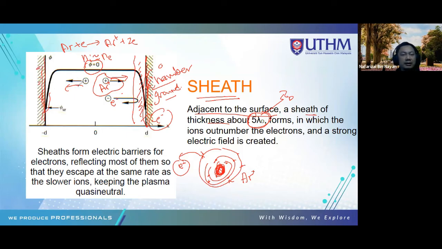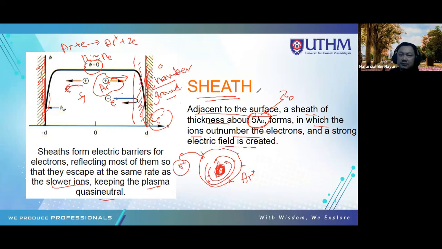So the argon will go back there very slowly. Because of the slower ion, it will keep the plasma quasi-neutral. So that's why some of the plasma ions will remain in the chamber. So that's why you can see that you have the ion and the electron inside the chamber as a neutral. So this is a sheath. This is what we call a sheath region, in which the ions outnumber the electrons and a strong electric field is created.